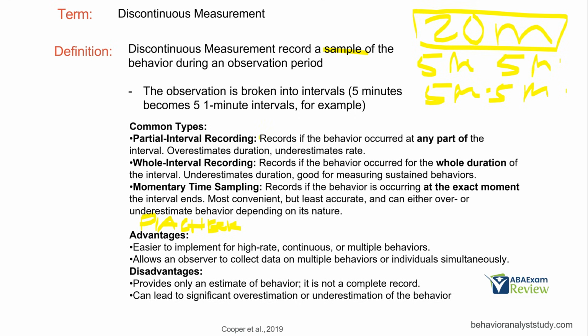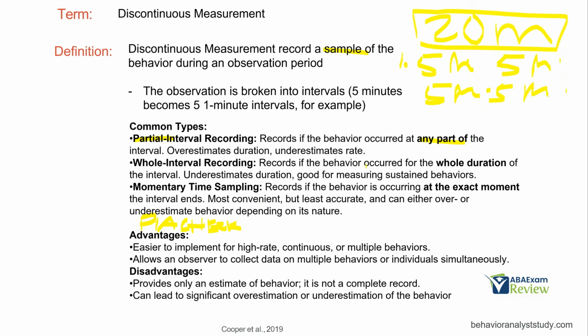But if I'm using partial interval recording, at what point does the behavior have to happen for it to count? Well, at any part, right? Partial, at any part of the interval, if that behavior happens, we count a response. So let's say number 1, it happens. Number 2, it doesn't happen. Number 3, it happens the whole time. Number 4, it doesn't happen. That would be 50% of the time. And we'd only get 2 recorded responses over 20 minutes. So you start to see the issue with interval recording, right? I'm watching for 20 minutes, but I only got really 4 data points and 2 responses.